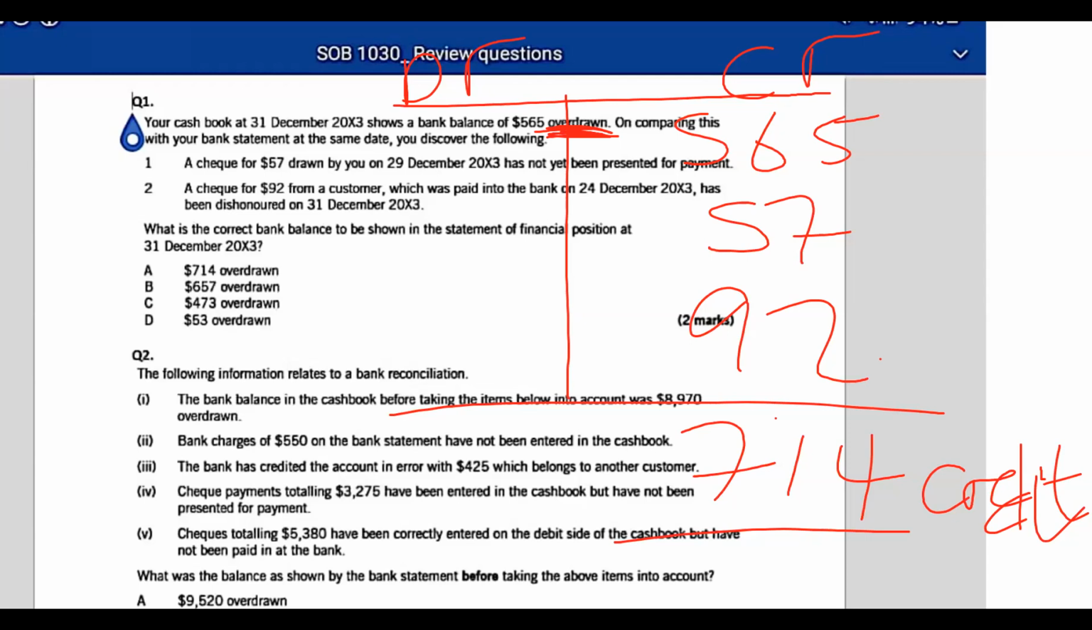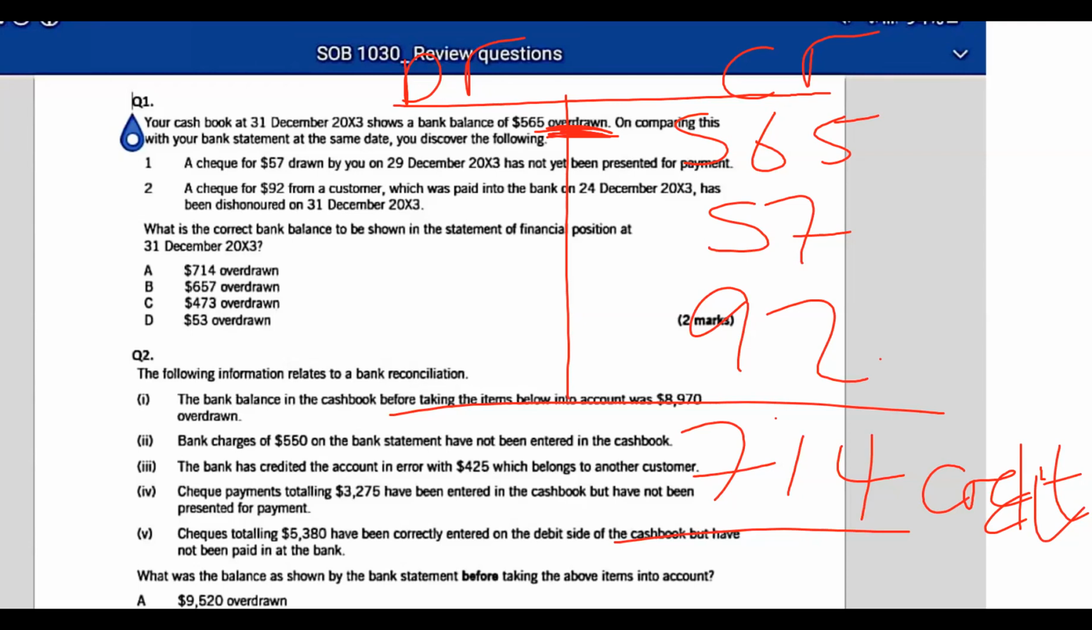Then you have an unpresented check. An unpresented check always has a credit entry, because when you have drawn a check yourself, you are giving out, so you have the credit entry. And for dishonored checks as well, it's not a debit, meaning you have not received the money. So that check was dishonored. A check for 92 from your customer.